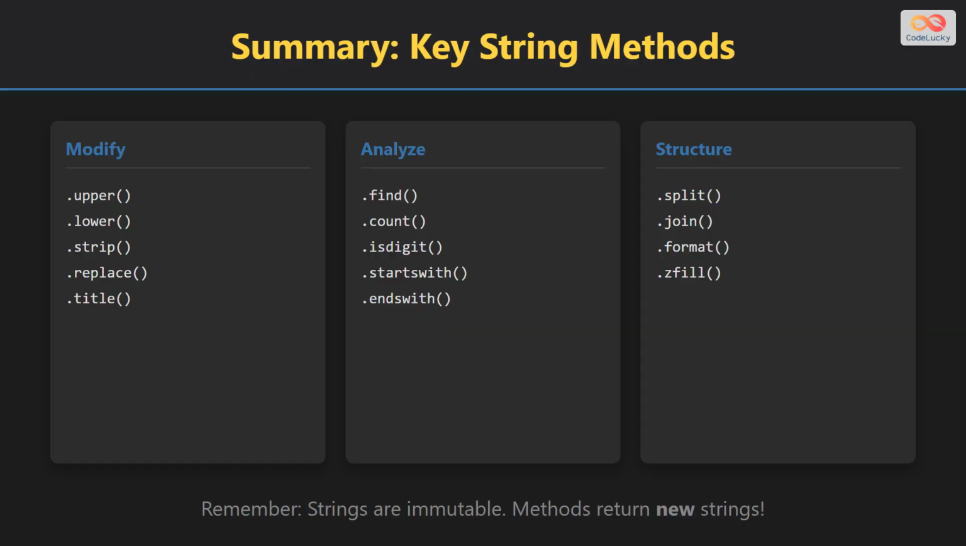To wrap up, we have covered methods to modify text like upper and strip, analyze text like find and count, and structure text like split and join. The most important thing to remember is that strings in Python are immutable. None of these methods change the original string. They all return a brand new one for you to use.